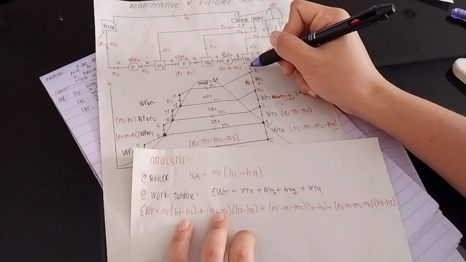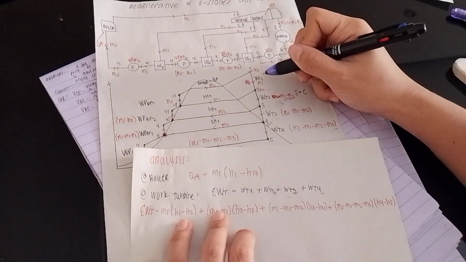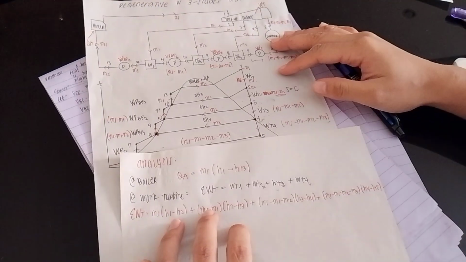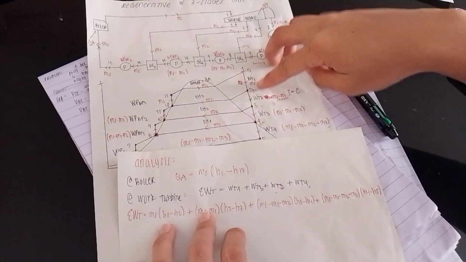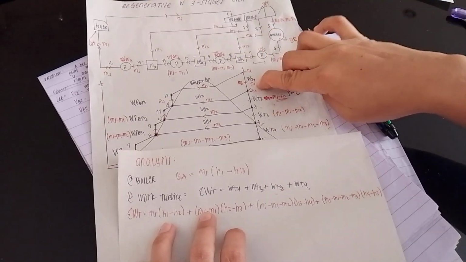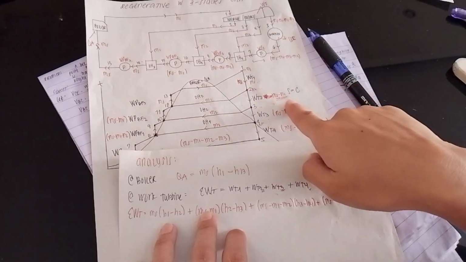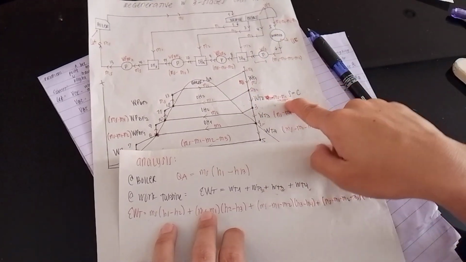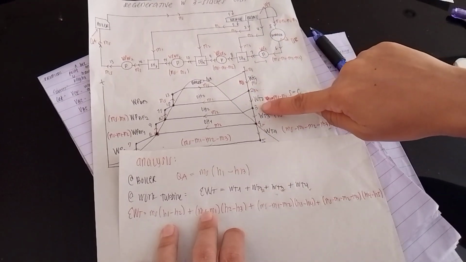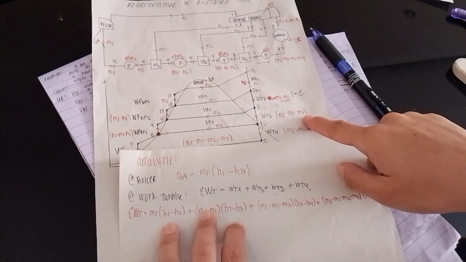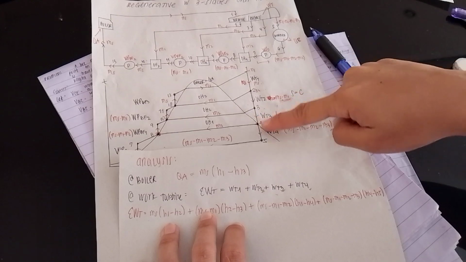Kani nga line, kani nga straight line mao ni atong work turbine. So, atong i-simplify para mas sayon. So, work turbine 1, diretso na nato: mass MS times H1 minus H2. Next, we have the M1 nga mass times H2 minus H3. Then sa work turbine 3, we have MS minus M1 minus M2 times H3 minus H4.